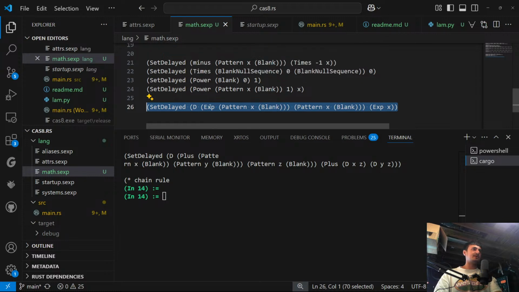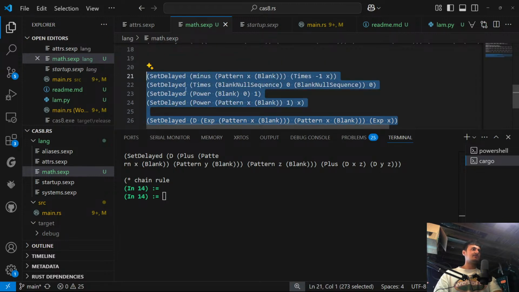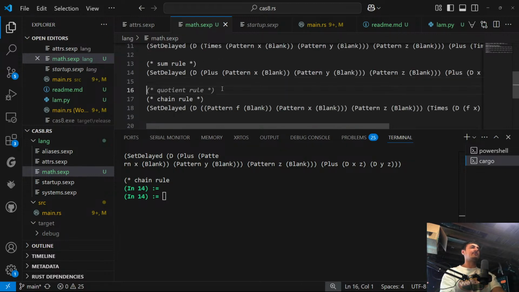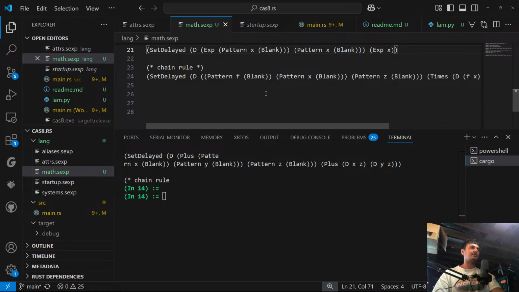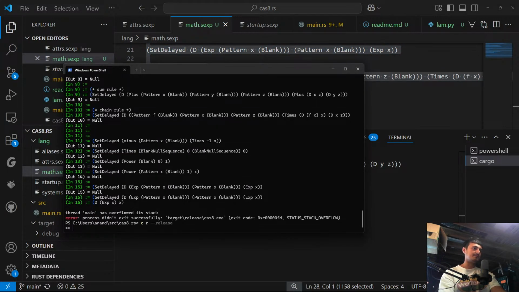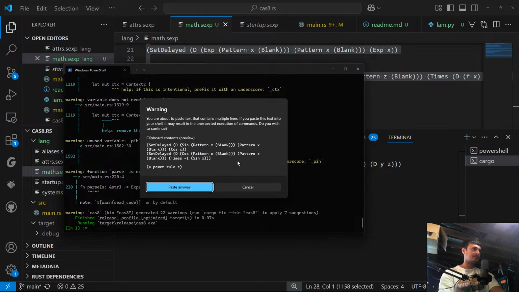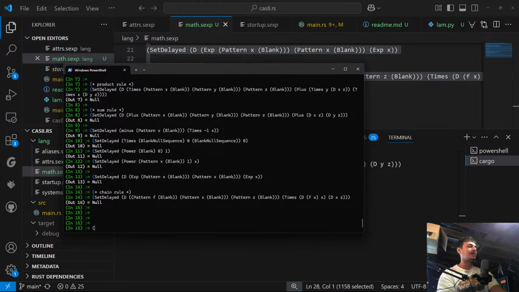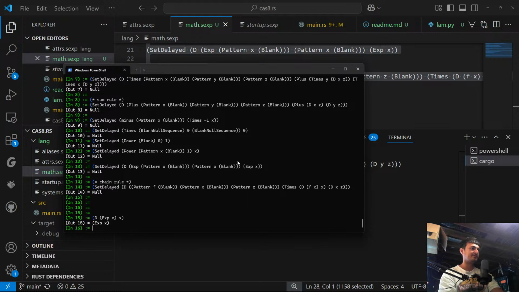Maybe if I put these rules up above the chain rule, then maybe they get priority. Although I just don't remember how I did all this. It was so long ago. Or if I do this, this probably still overflows. Okay, it doesn't. All right, so maybe the order did matter.